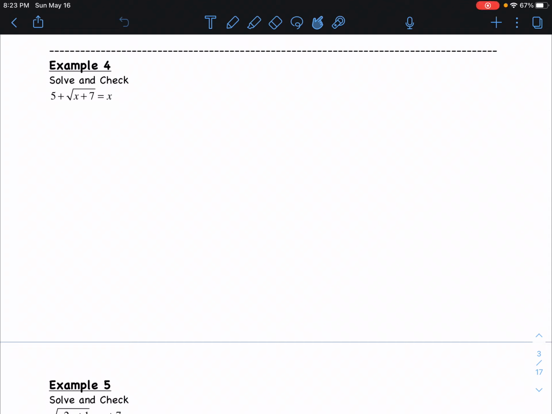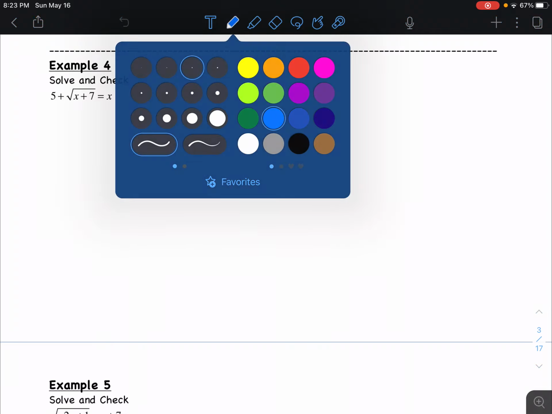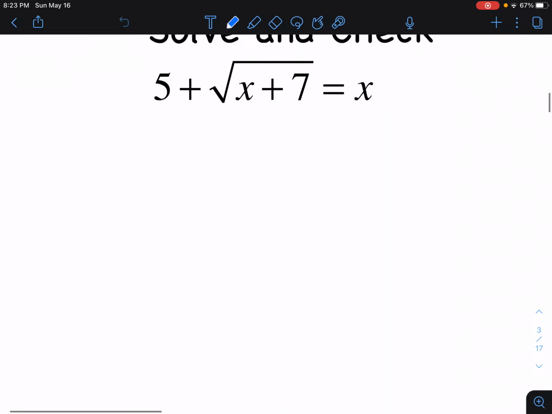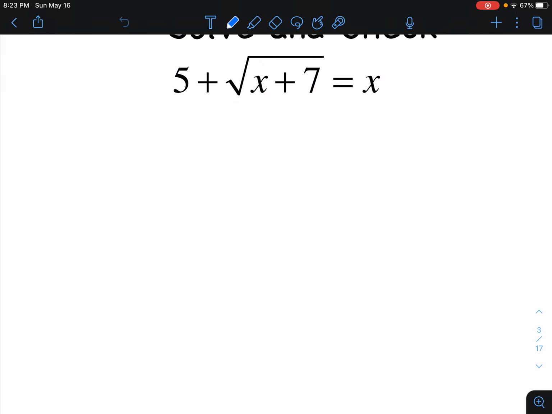In today's video, we're going to continue to solve radical equations. In this case, example 4, we're going to solve a radical equation that has another variable x that is not in the radical. So the first thing we want to do, just like any radical equation, is isolate the radical by itself on the one side. So what we would do here is subtract x.